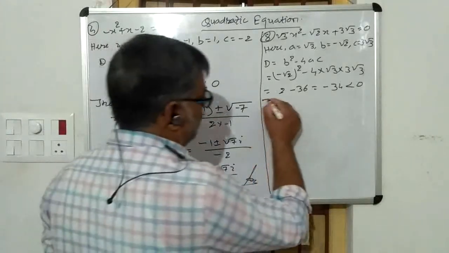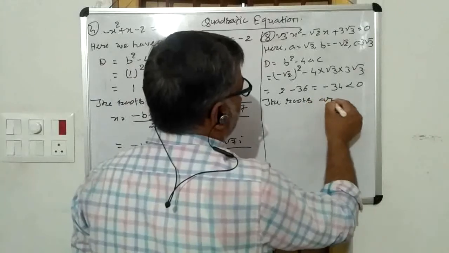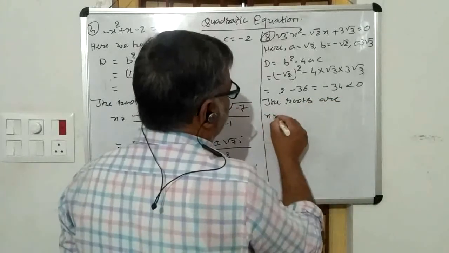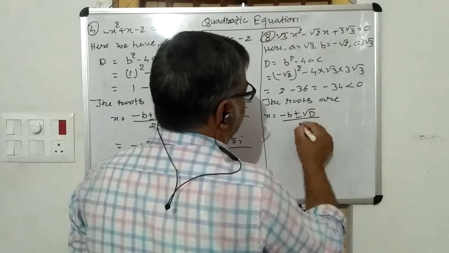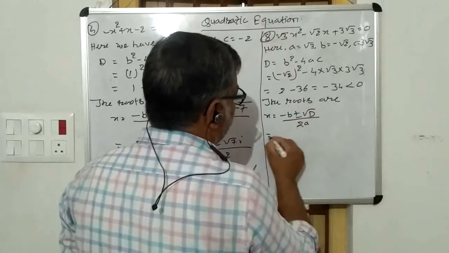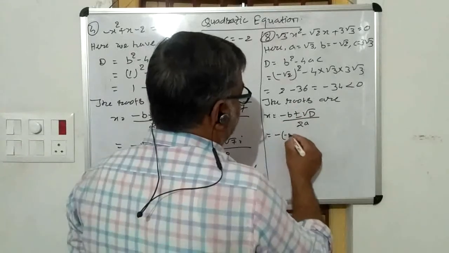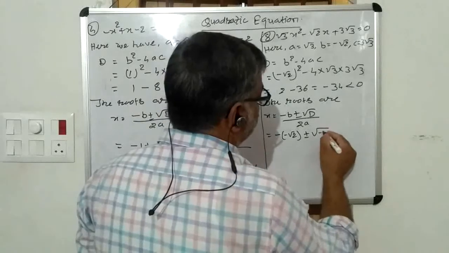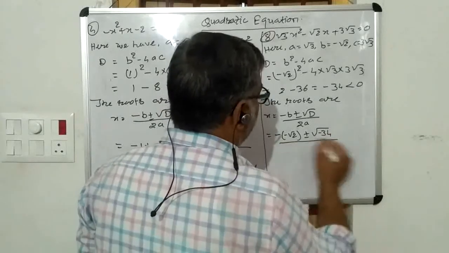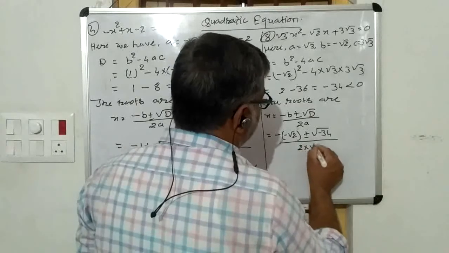Now the roots are x equals to minus b plus minus root under D by 2a. So it will be minus b is minus root 2 plus minus root under D, that is minus 34 by 2a, 2 into root 3.